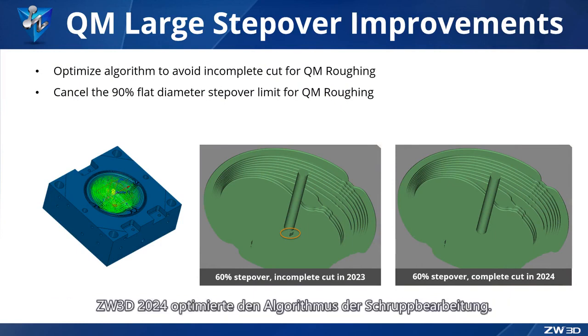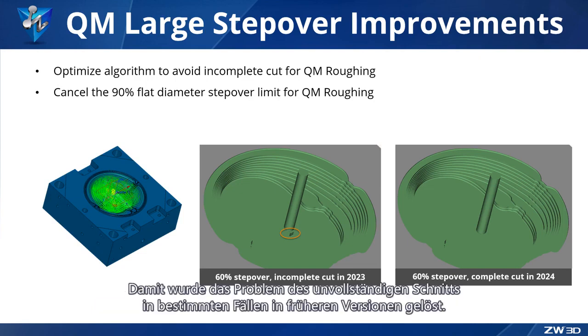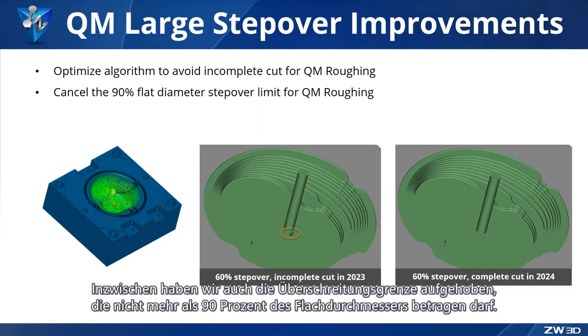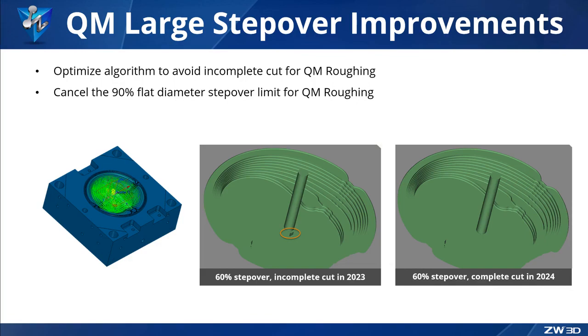ZW3D 2024 optimized the algorithm of roughing operations, so it has solved the incomplete cut problems of certain cases in previous versions. Meanwhile, we also cancelled the step over limit, which requires it to be no more than 90% of the flat diameter. Let's check it out.